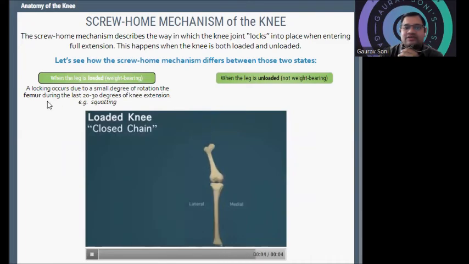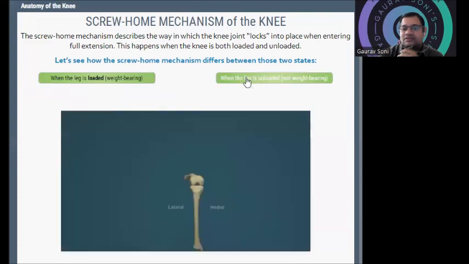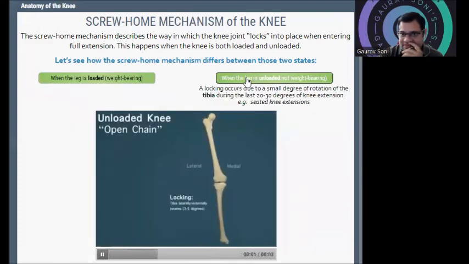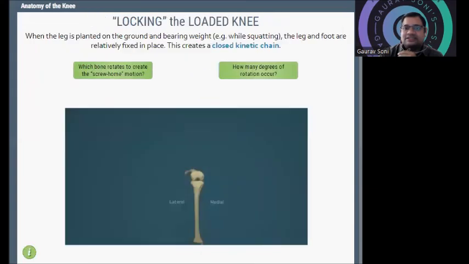Unlocking occurs due to a small degree of rotation of the femur during the last 20 to 30 degrees of knee extension, like when we are going to squat or sit. It is going to happen like this. Again, you can see this is the locking movement. So when the leg is unloaded or not weight bearing, what will happen? You see, this is the open chain part. The locking occurs due to a smaller degree of rotation of the tibia during the last 20 degrees of knee extension. In seated knee extension, when you are seated and doing extension, this type of locking occurs in unloaded conditions.